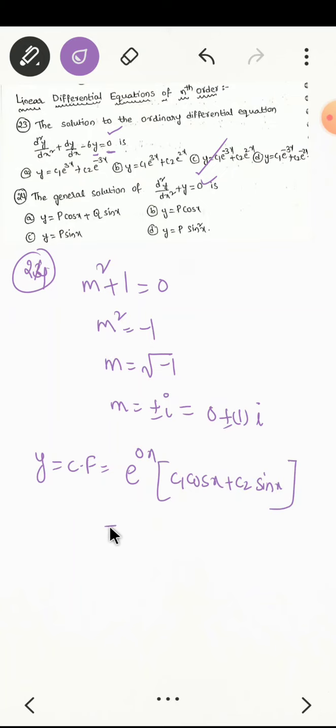Okay, so I am getting it as p. I can write p cos x plus q sin x. Why am I writing this? Because by seeing the options, p cos x plus q sin x. He is assuming constants as p and q. I have assumed constants as c1 and c2. So convert them to p q cos x sin x. So option A is correct.